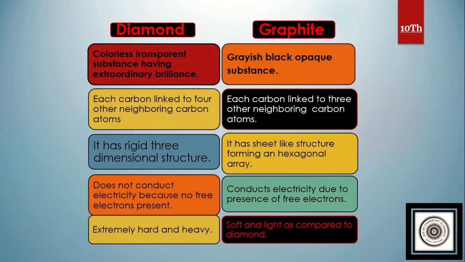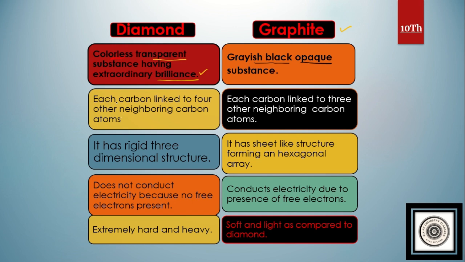Now let's understand the different properties of diamond and graphite. Diamond is a colorless, transparent substance having extraordinary brilliance. Brilliance means that it can reflect light internally as well. So there is total internal reflection of light that gives the brilliance to this diamond. Now graphite, you might have seen graphite in your pencil. That's present in the pencil lead. Graphite is grayish black, opaque. That means it doesn't allow light to pass through it. It's an opaque substance, grayish black in color.